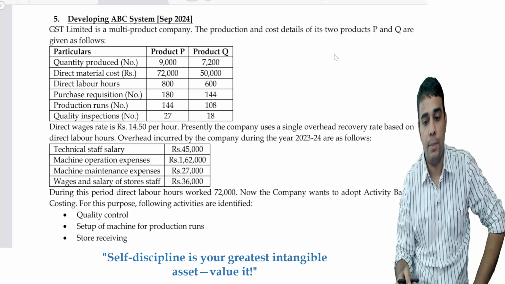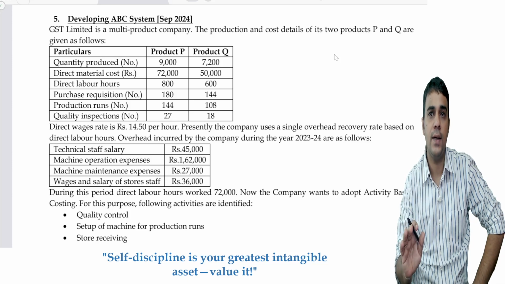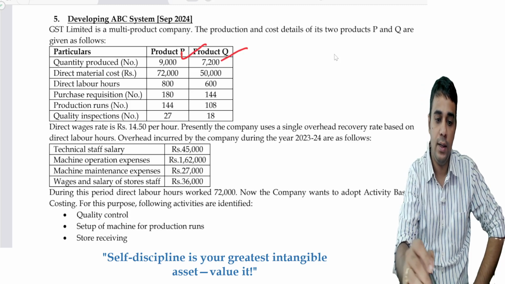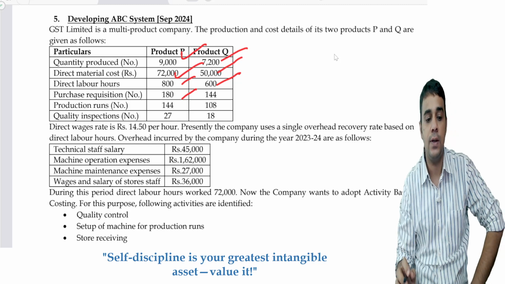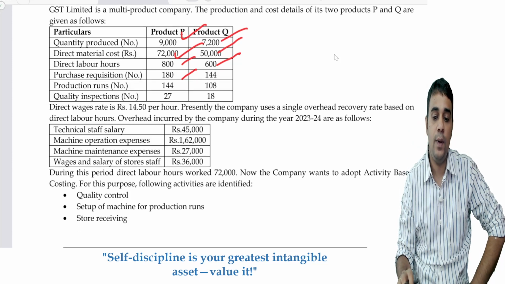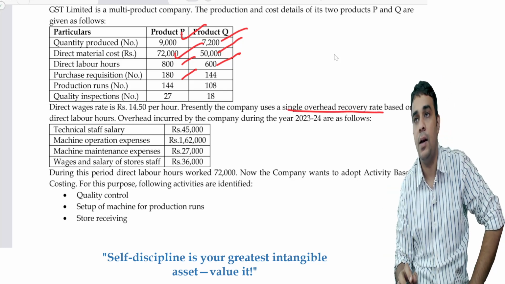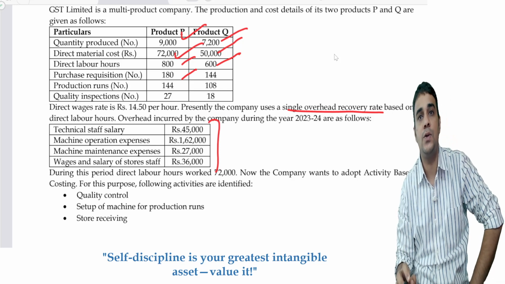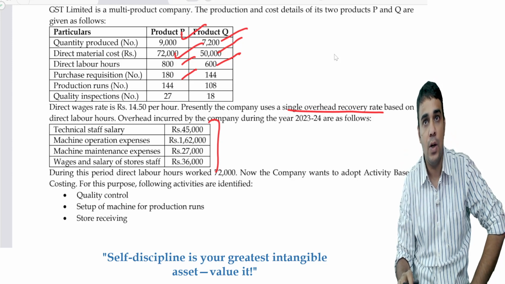It's a multi-product company. Product and cost details of P and Q are given. Later on, you'll understand that there are more than 2 products in the company. PQ quantity and material cost are given directly, labor hours are given, and purchase requisition, production run, quality inspection. These 3 could be cost driver quantities. Direct wage rate is 14.5 per hour. Presently, the company uses a single overhead recovery rate based on DLH. The 4 expenses are 45, 162, 27, 36. The total of the 4 will be budgeted overhead.